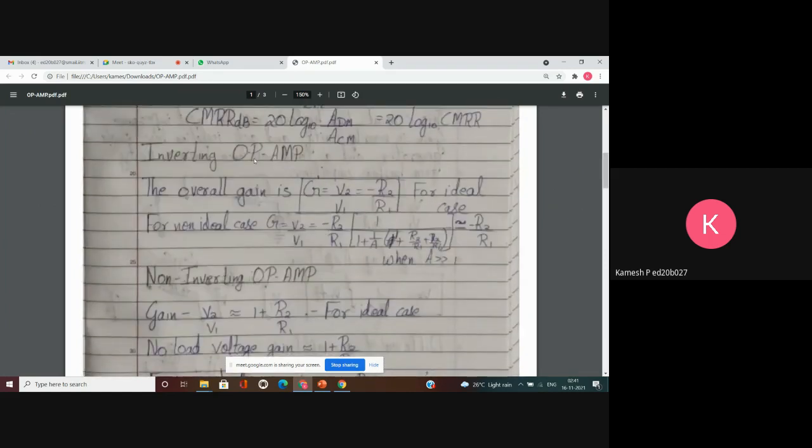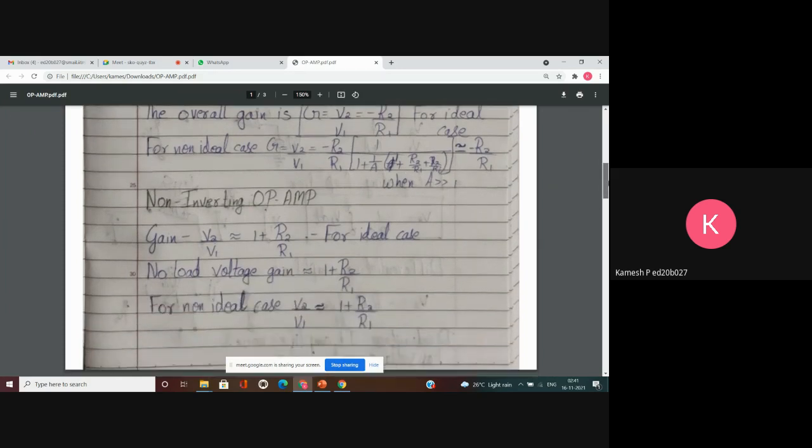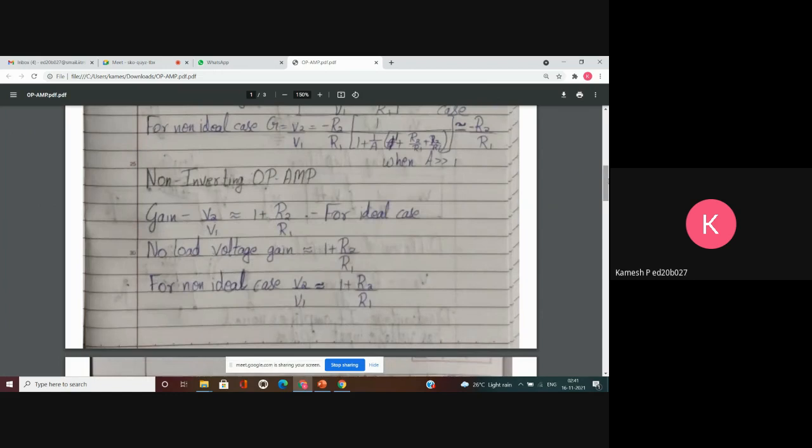So here, for the inverting op amp, the overall gain G is equal to V2 by V1, which is equal to minus R2 by R1 for the ideal case. Whereas for the non-ideal case, G is equal to V2 by V1, which is minus R2 by R1 into a factor, which becomes negligible and becomes 1 when A is far greater than 1, which is always taken in practical cases too. So we can consider the non-ideal case also as minus R2 by R1. Else we have to remember this formula.